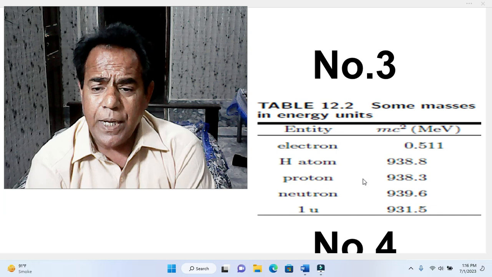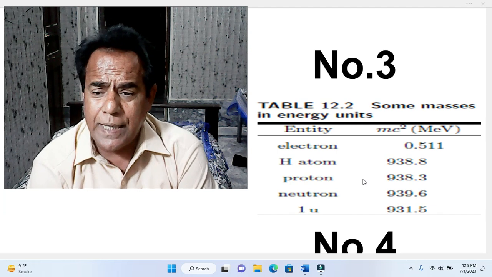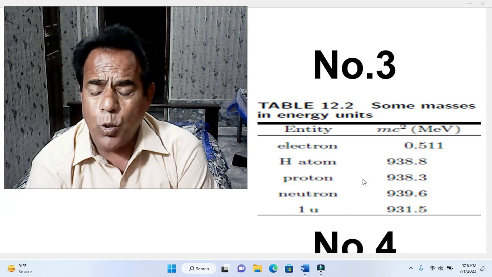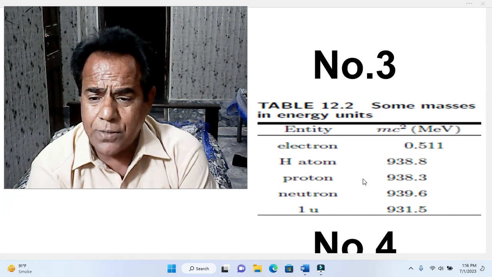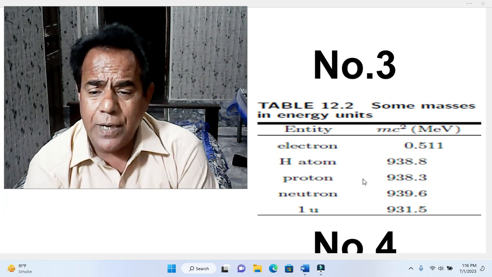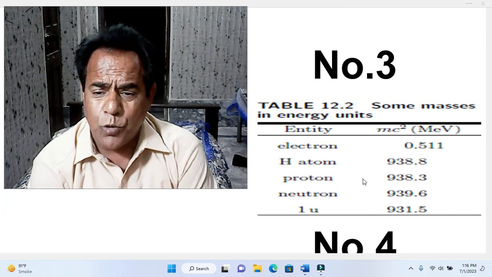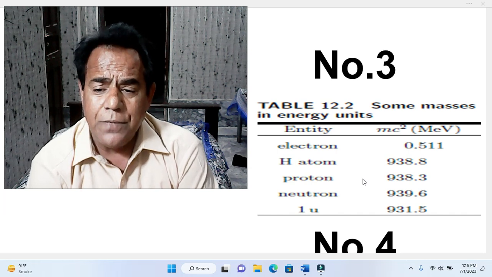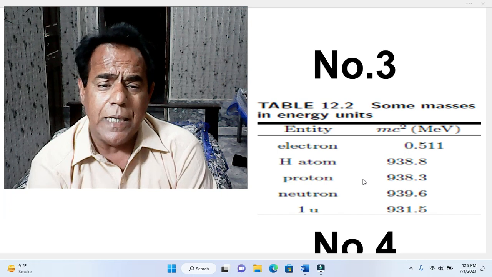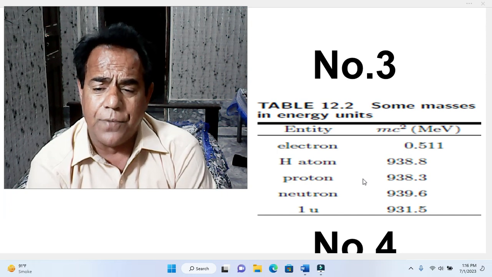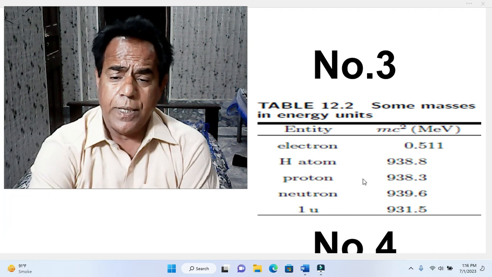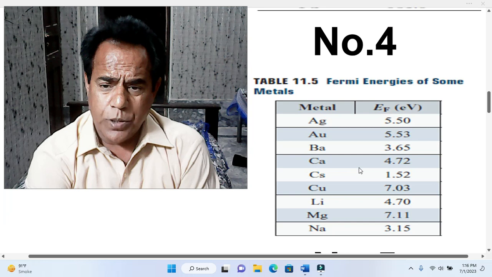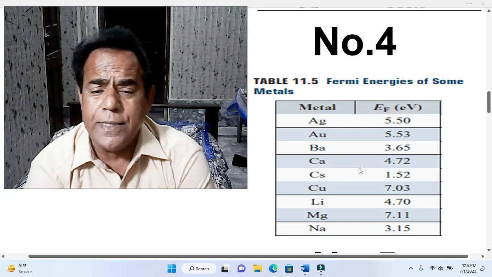Electron mc square in million electron volt is 0.511, or equivalently if we write in terms of electron volt, it will be written as 511000. Now we move to helping tool number 4, Fermi energies of some metals.